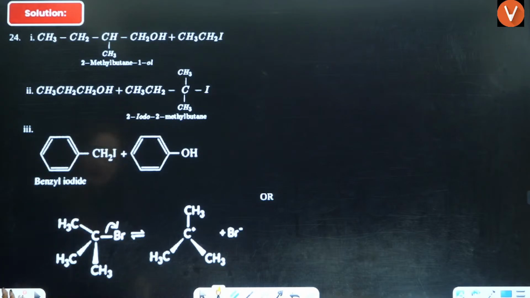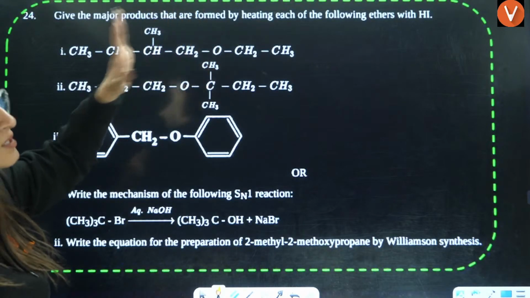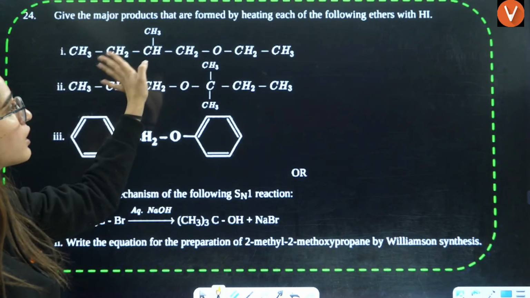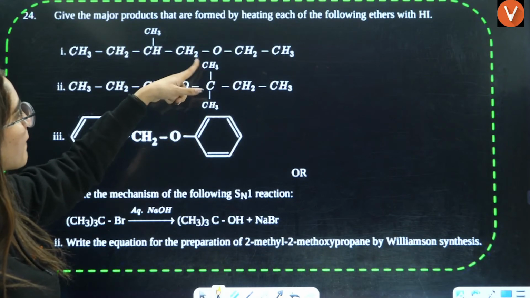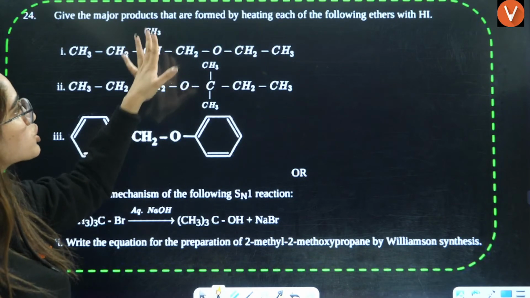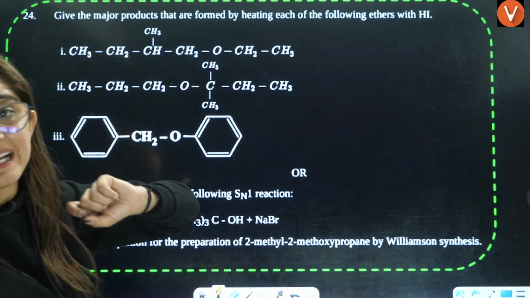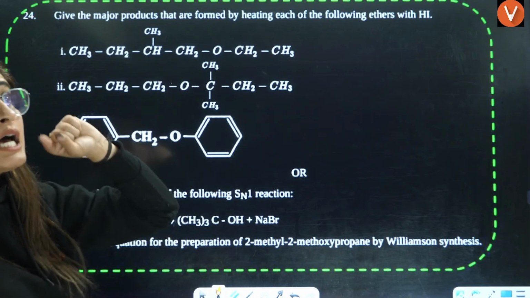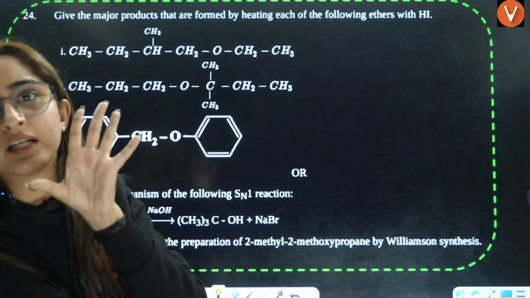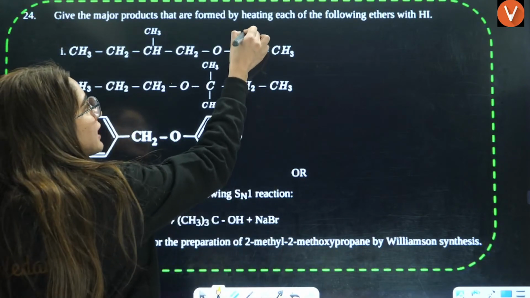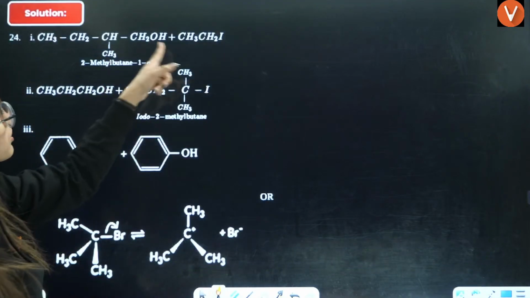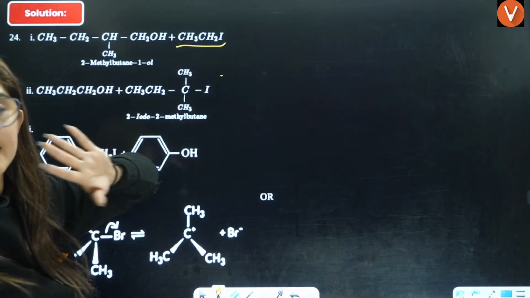So the reason basically is, if none of them is 3 degree, this is also not 3 degree, this is also not 3 degree, then what will happen? This carbon is connected to one carbon, this carbon is connected to one carbon, right? So what will happen according to the steric hindrance factor? The halogen will get attached to the less sterically hindered side. So the less sterically hindered side is this, I will attach there, and H will attach here. Hence you will have the formation of the less sterically hindered alkyl halide.